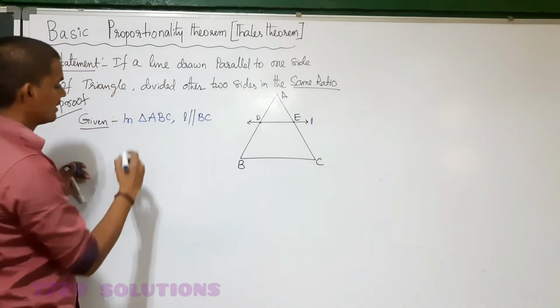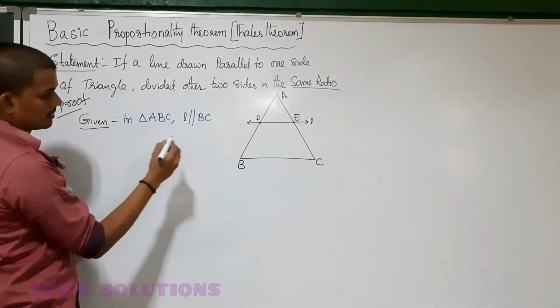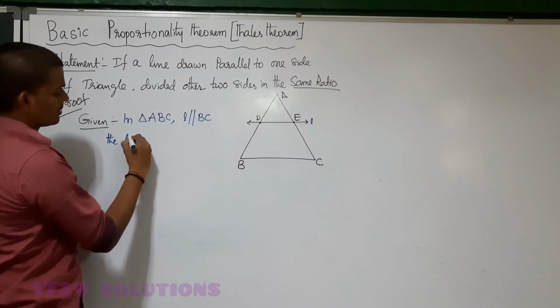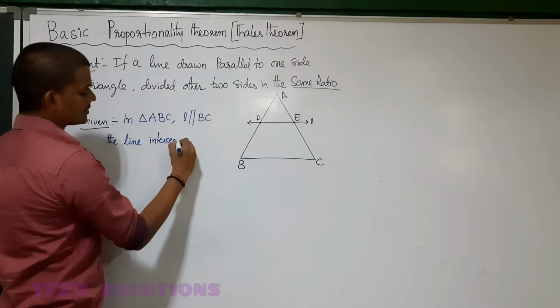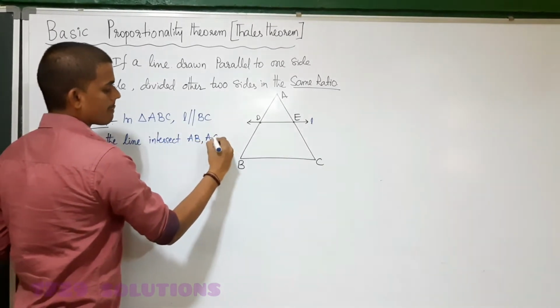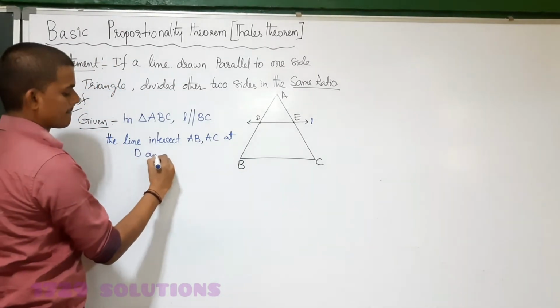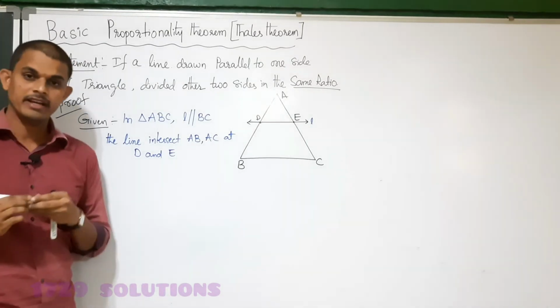Yes, and this line L is parallel to BC, and the line intersects AB and AC at D and E. This is the given information. What is the given information again?